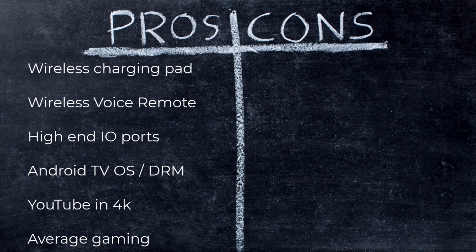So, in summary, the R-TV Box S10 Plus comes with a fully functional wireless charging pad with fast charging. It comes with a wireless voice remote. It has all the right ports to connect to any device. It runs on Android TV, with DRM support for YouTube and Netflix to play in 4K. It can play certain 4K videos quite well, and gaming is good for low-end games.